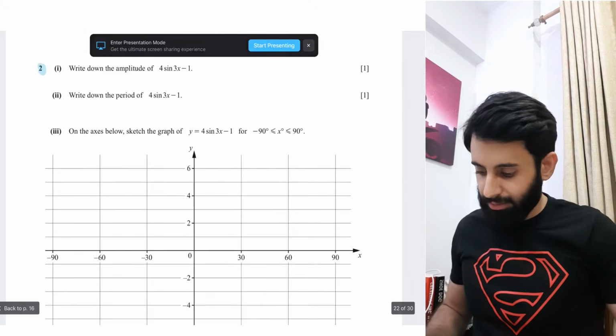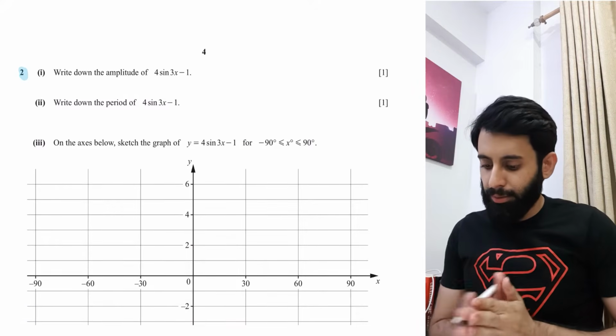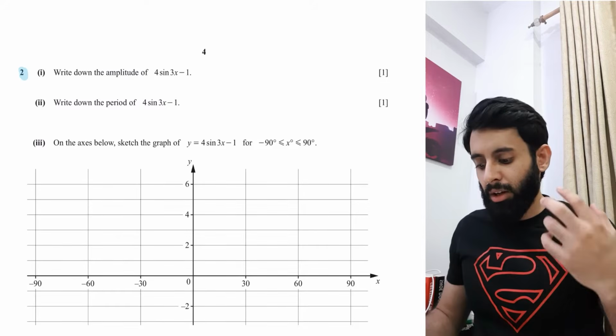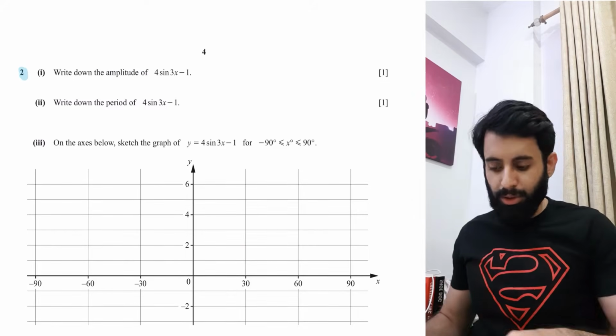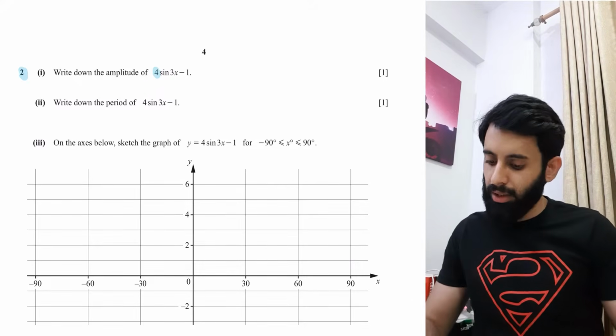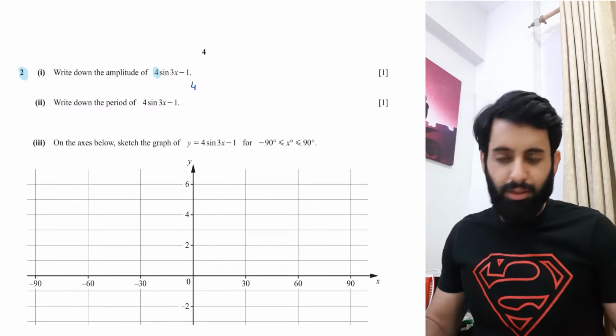And here's one question. Let's see what it says. It says, write down the amplitude of 4 sine 3x minus 1. Now, if it's sine, cos, or tan, whatever the value that you have right before the function, that is the amplitude. So over here, what you have is 4. So you can see it's just a 1-mark question, no working required. So the amplitude straight away is going to be 4.